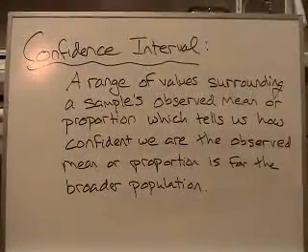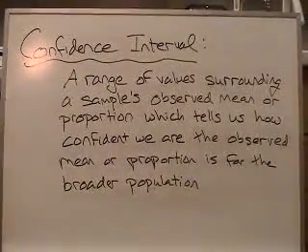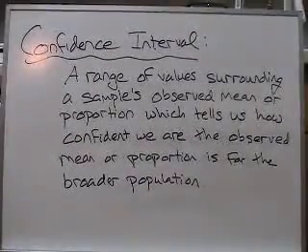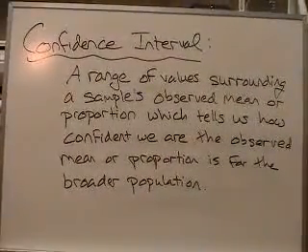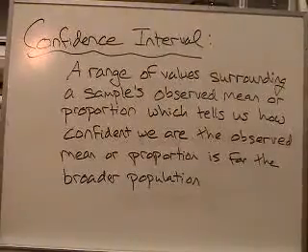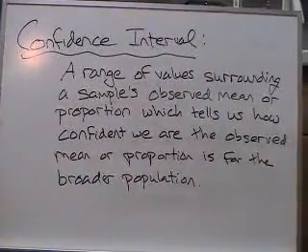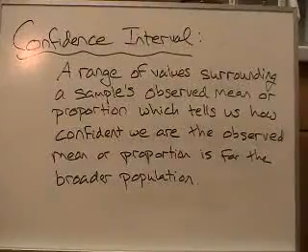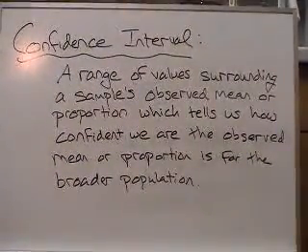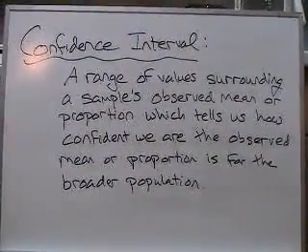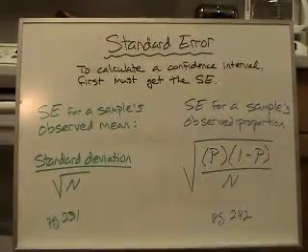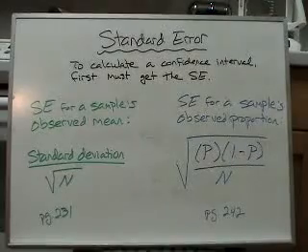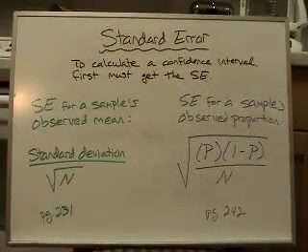So once a researcher surveys a sample of people within a broader population, you can then get a mean or a proportion, and then you calculate what's called a confidence interval, which is a range of values surrounding that sample's observed mean or proportion. And it tells us how confident we are that the observed mean or proportion is for the broader population. Now there's a step you have to take in getting your confidence interval beforehand, which is calculating the standard error, or SE.